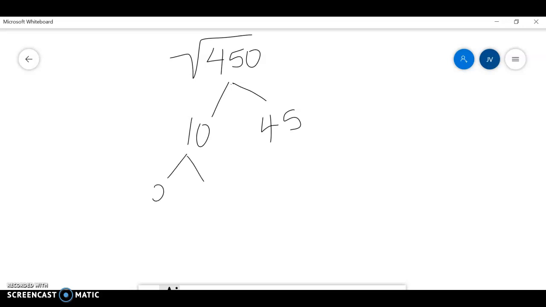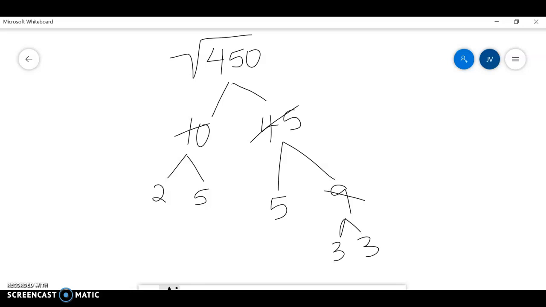10 becomes 2 times 5, so we cross out the 10. And I'll show you guys why we crossed it out. It's to help us not be confused later. So we cross out the 10. And then 45 also goes into two different numbers. 5 times 9, so we factored out that one. The 2 and the 5s don't factor anymore, but the 9 does, into 3 times 3.